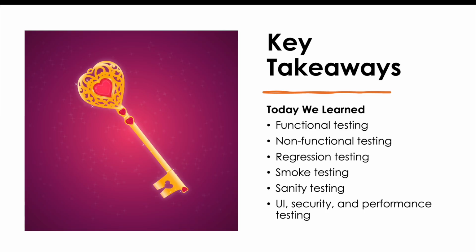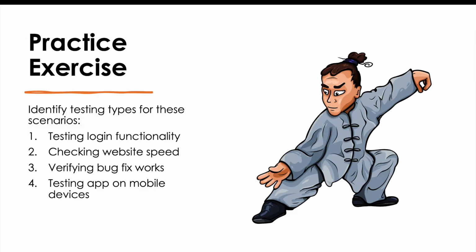Key takeaways. Today we learned functional testing, non-functional testing, regression testing, smoke testing, sanity testing, UI, security, and performance testing. So a practice exercise: identify testing types for these scenarios. Number 1, testing login functionality. Number 2, checking website speed. Number 3, verifying a bug fix works. Number 4, testing the app on a mobile device.